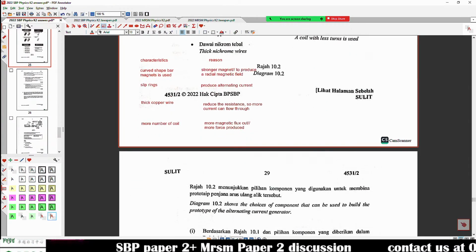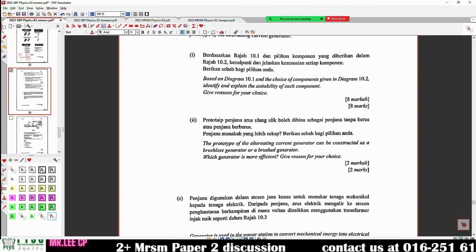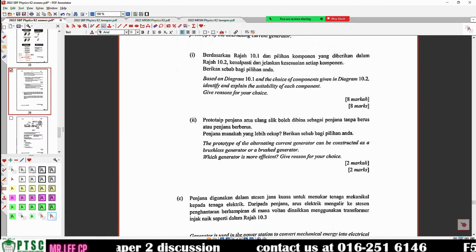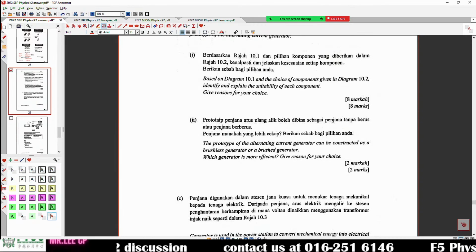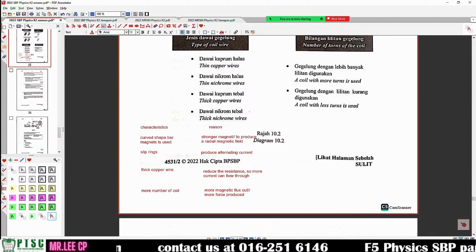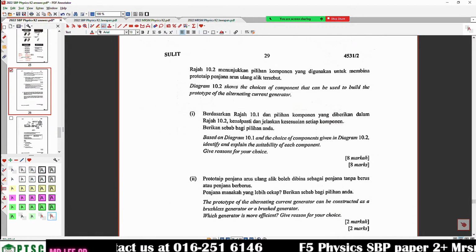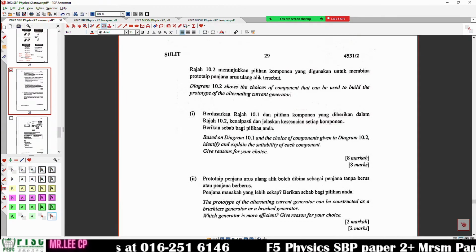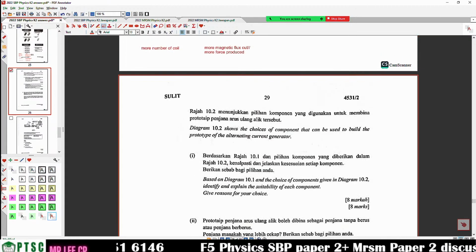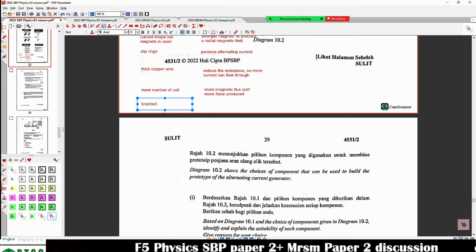Then the last one. The prototype of the generator can be constructed as a brushless generator or a brush generator. Which one is better? They ask you. Next one. Must be brush. Here they ask you brushless or brush. So brush generator.